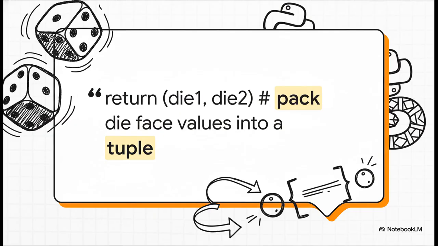Now, check this out. This is a really clever feature in Python. A function can usually only return one single thing. But in our game, the roll dice function needs to give us back the result of 2 different dice. So how does it do that? The solution is called tuple packing. Just by writing return die1, die2, Python automatically packs those 2 values into a single tuple. It lets us pass both results back as one neat little package.